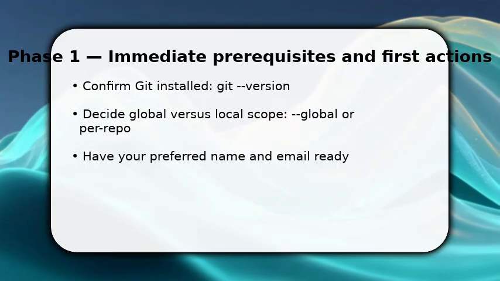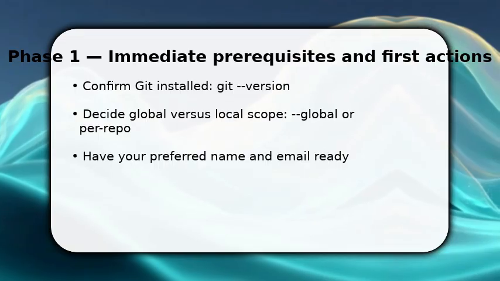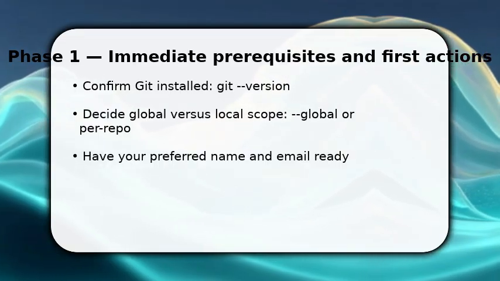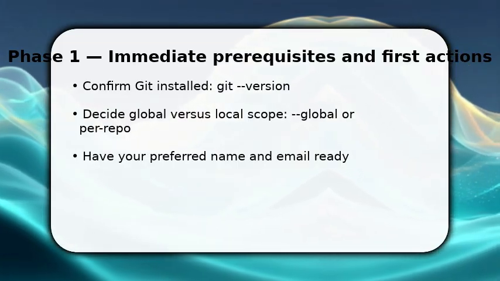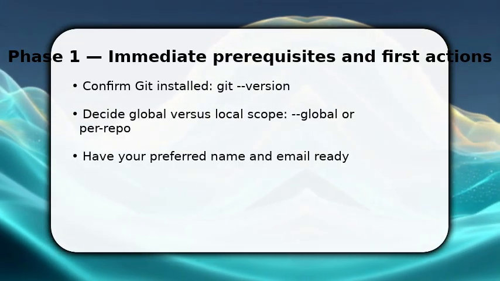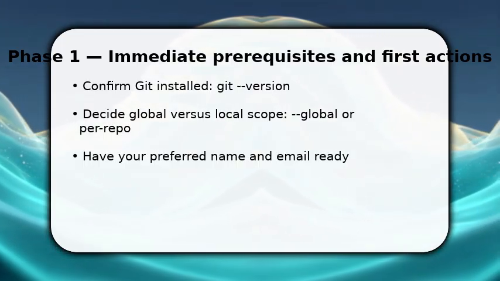Now, type git config --global user.name "Your Name" and git config --global user.email "you@example.com" to set a global identity. If you prefer repository-only settings, omit --global inside the repo. This establishes commit metadata so authorship is correct across pushes and logs.